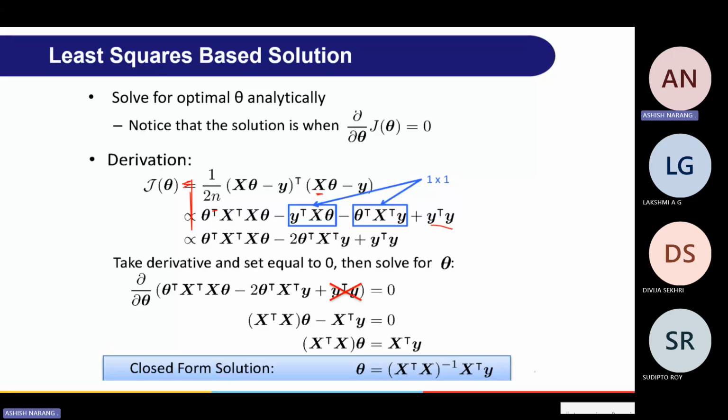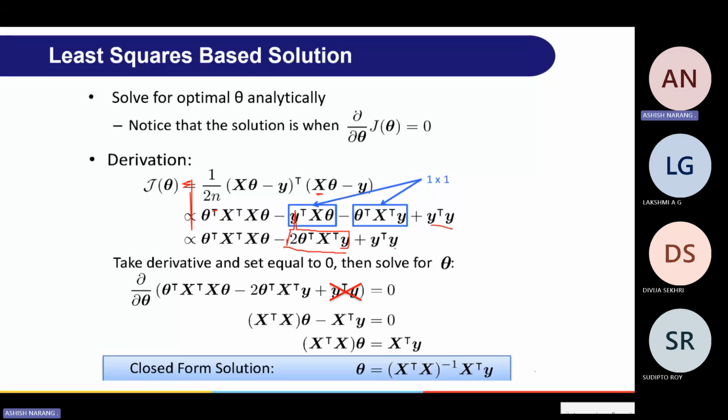These two terms, y^T x theta minus theta^T x^T y, will ultimately become 1 cross 1 matrices, and I will simply write it in this particular form. These are two ways of representing the same thing. Here it is without transpose being multiplied, and here it is with transpose, but y is the same. Here y is getting transposed, so it is simply written this way. Y transpose y is the same.